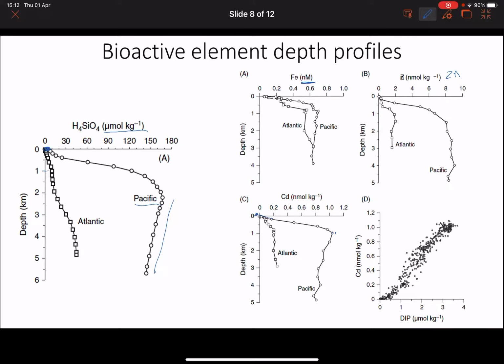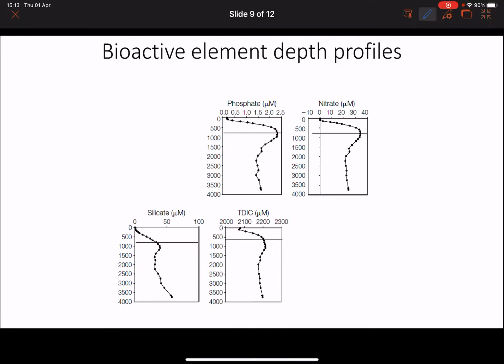Another way with trace metals that we can confirm they have a nutrient-like profile is you can compare for the same water, you can measure these trace metals as compared to something like inorganic phosphorus or nitrogen or nitrate, which we know are the two biggest major nutrients needed. And you can see in the bottom right here, if you do a scatter plot of phosphate concentrations versus cadmium concentrations, that there's this really strong relationship between the two, which suggests that cadmium is acting like a nutrient.